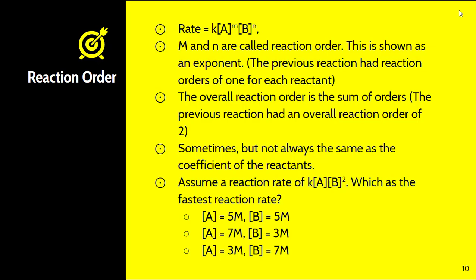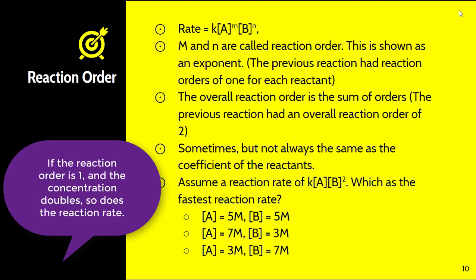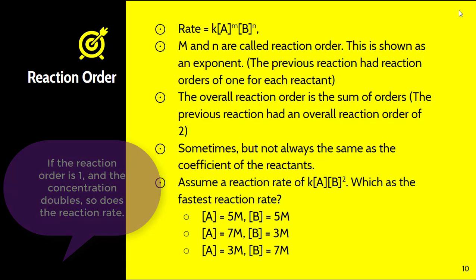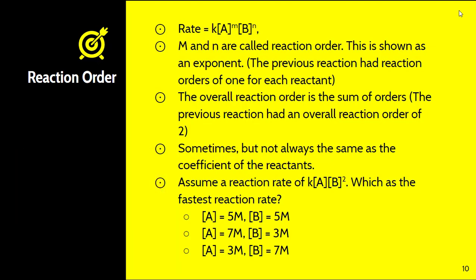So if the reaction order is 1, then the reaction rate is going to double when the concentration doubles. When the reaction order is 1 and the concentration doubles, the rate doubles. If the reaction order is 2 and the concentration doubles, then the rate quadruples. That's super duper important. Please make sure you write that down.